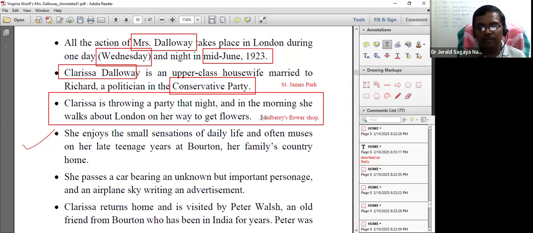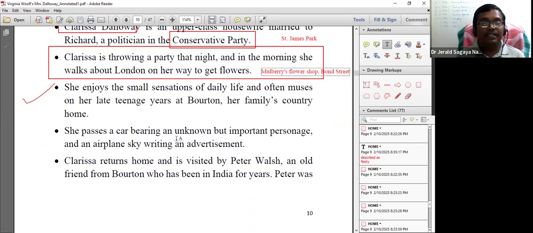And where is the shop located? It is located in Bond Street. This is the information that is available to us. This is very important. And now we are moving further.